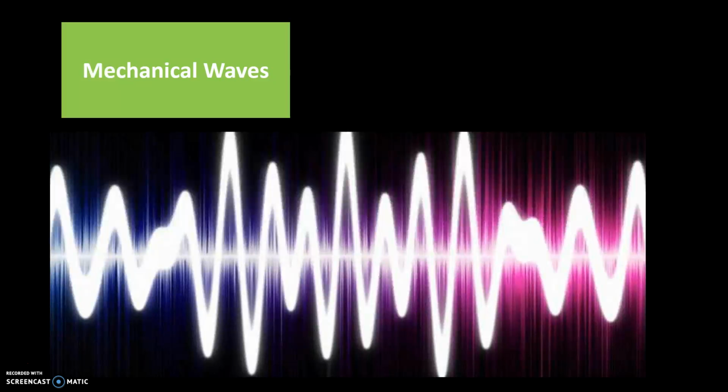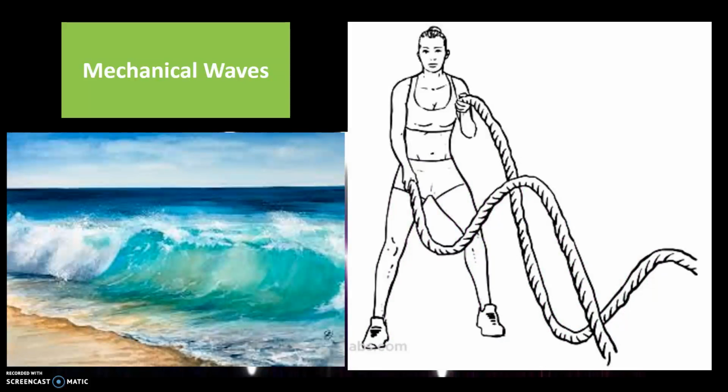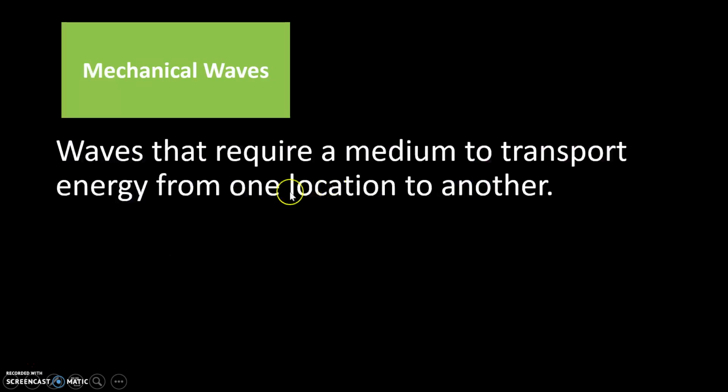So what are some examples? Sound waves, the waves that you see in the ocean, and rope waves. For example, without water being present, you won't have any ocean waves, because in order to have ocean waves, you need a medium present to transport that energy from one part to the other.